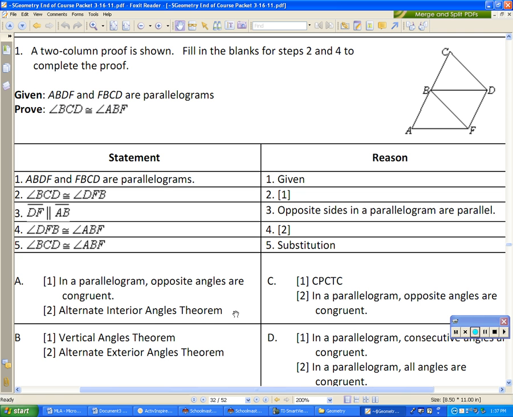Then it says DF and AB are parallel. That's another property of a parallelogram. And then that tells us that DFB is congruent to ABF, and that's because those are alternate interior angles. This one right here and this one right here are alternate interior angles, so they're the same. Okay? So the answer choice there was A, right?